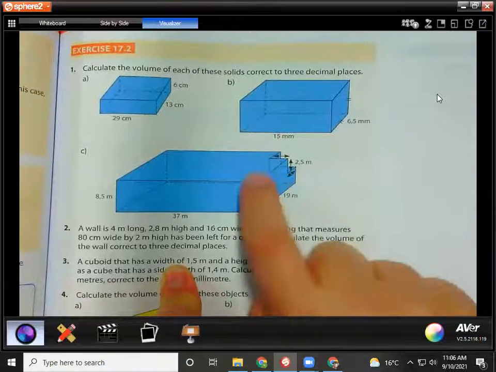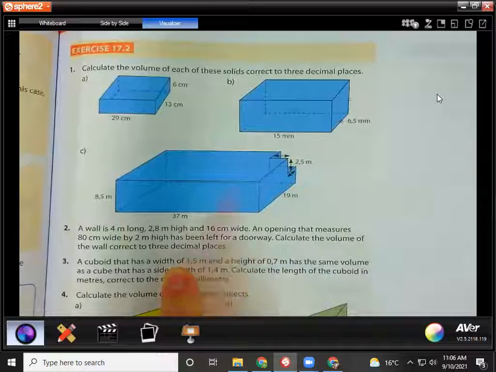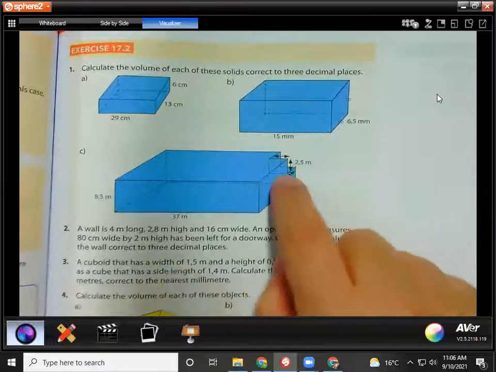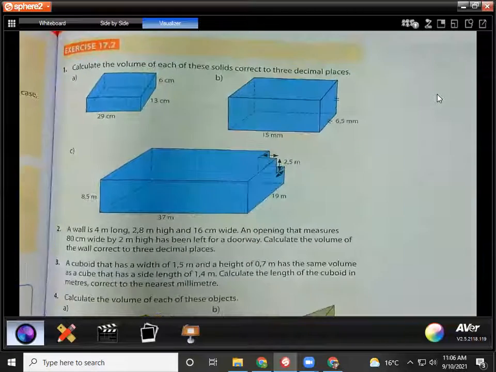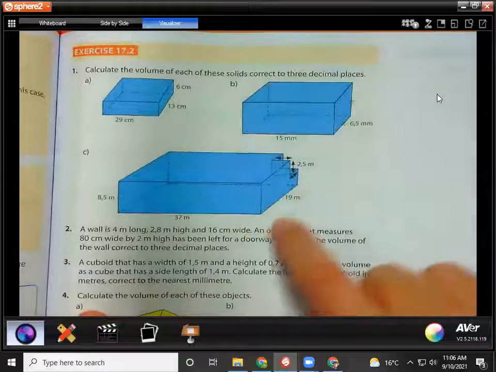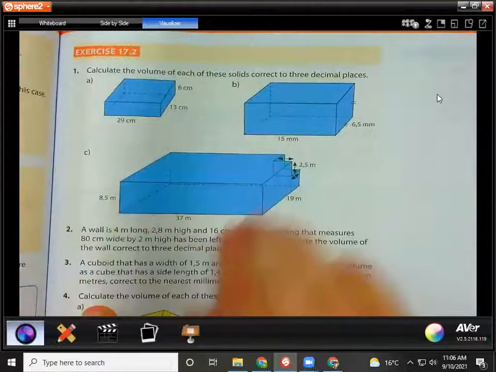We just had to understand that that meant that they're all the same length, but they actually should have used little lines, right? So sorry about that, but I hope you noticed that that meant that they were all the same length, 2.5. So we're going to say 37 times 19 times the height, which is 8.5. That's the volume of the big thing.